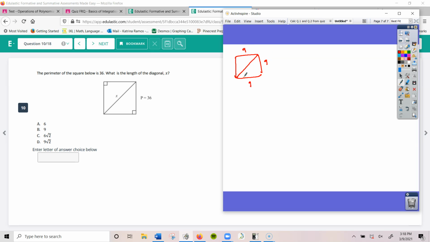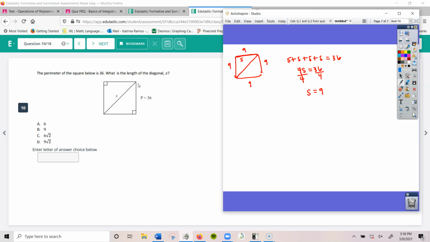And the reason I figured this out is because perimeter is when you add up all of the sides. So let's say if I call one of these sides S, that means that S plus S plus S plus S is equal to 36, since perimeter is adding those all up. This would give me 4S is equal to 36. So I would just divide by 4 to figure out the side length of 1. So S is equal to 9.